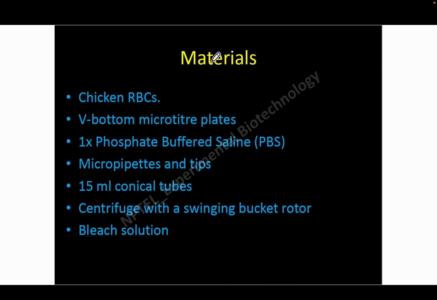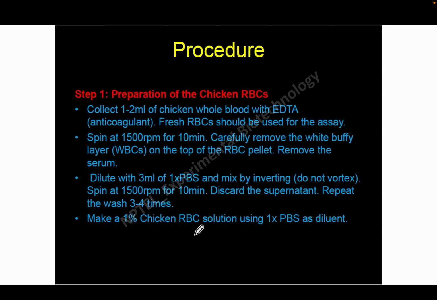So if you want to perform this experiment, what you need: you can have RBCs from any organism, V bottom microtiter plates. You have to have this kind of V bottom microtiter plate, 1x PBS, micro tips and pipettes, conical tube, centrifuge with swinging bucket rotor and bleach solution. So now you have to prepare chicken RBCs. You can also have mouse RBC.